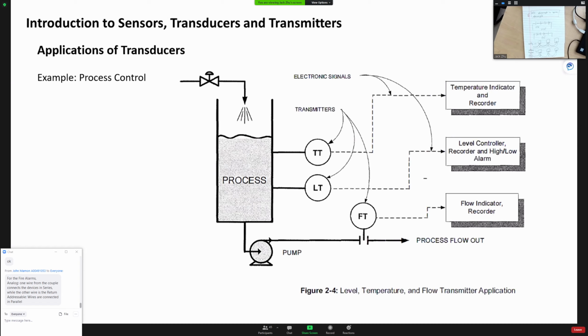this process. And those transducers can have an electronic signal connected to either the indicator or recorder or the controller or all different kinds of devices. We usually bring them to the central controller unit. We can have them recorded and we can check them if we want to.